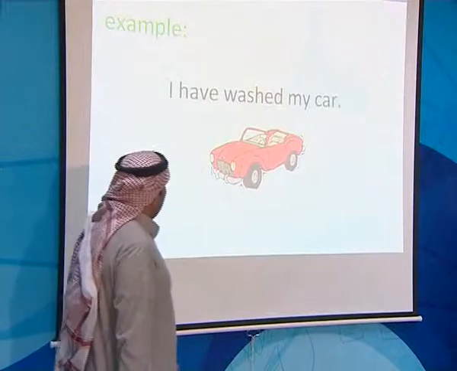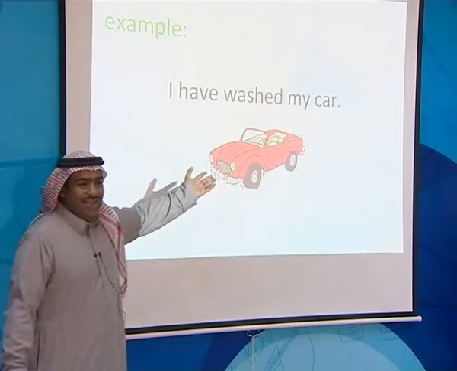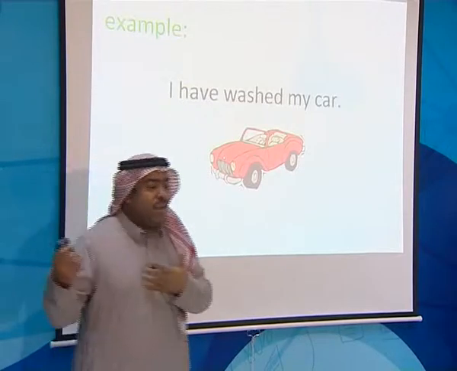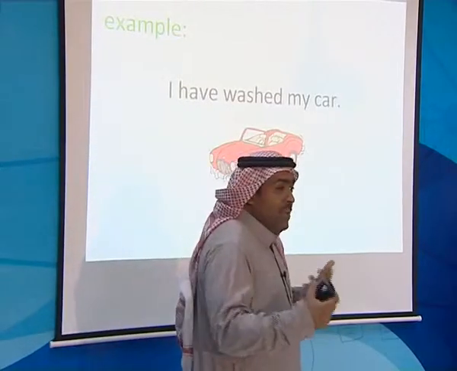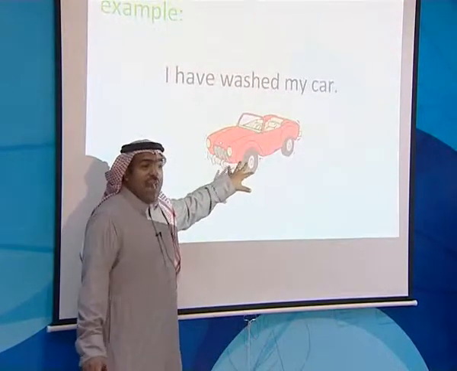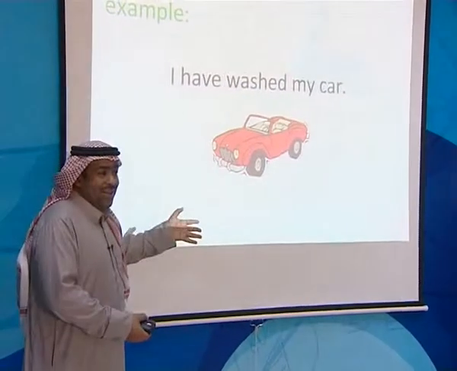Another example. I have washed my car. What result can you see? The car is what? Clean. It's clean. So, I have washed my car now. No, it's in the past. But what we can see right now, we can see the result of the action which happened in the past. So I have washed my car in the past, so it's clean right now.